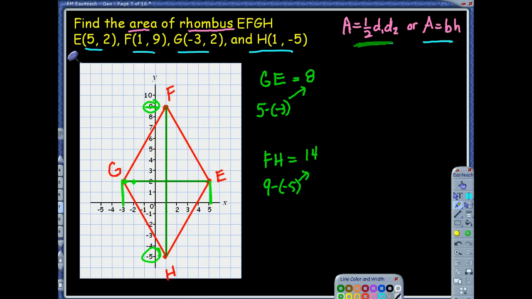All right. But we still haven't answered the question, right? So the area would be 1/2 of 8 times 14. And the reason why we can do the half times the 8 times 14 is that these are the diagonals. All right. So this would be 56.